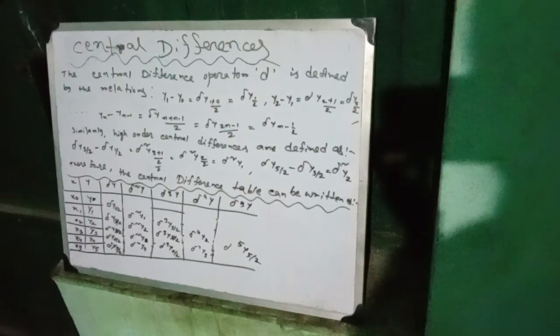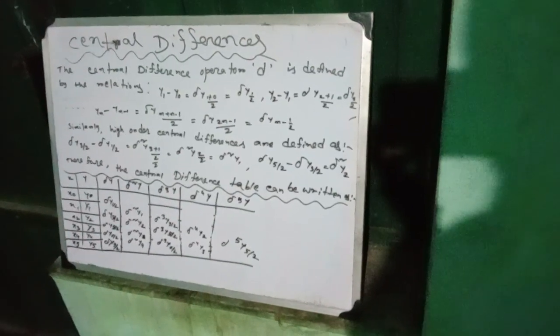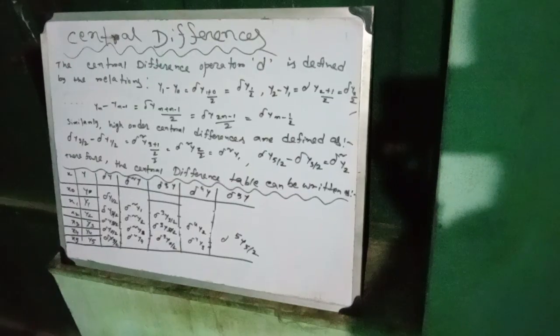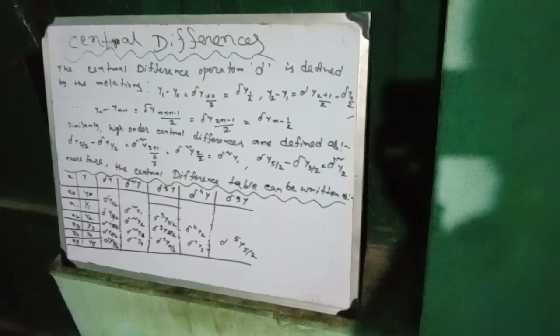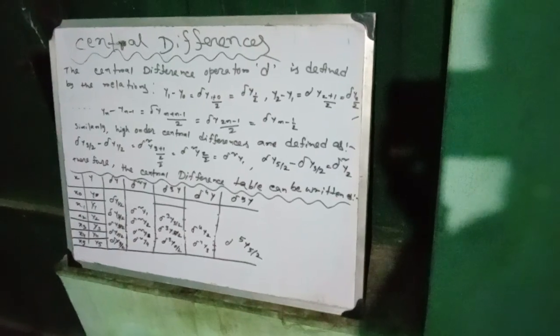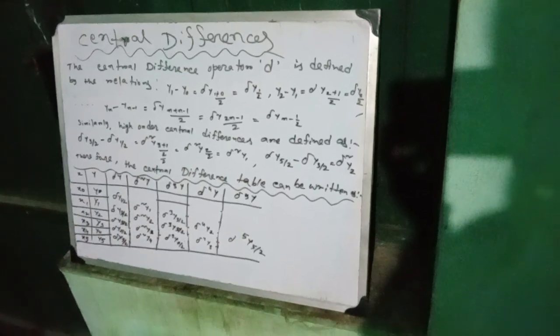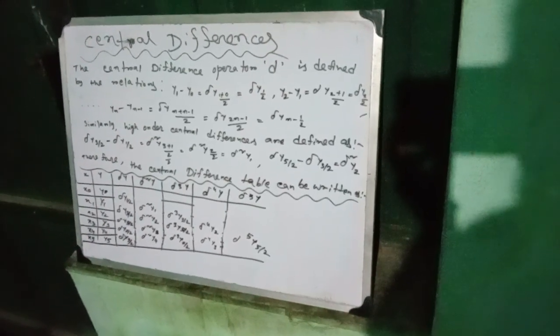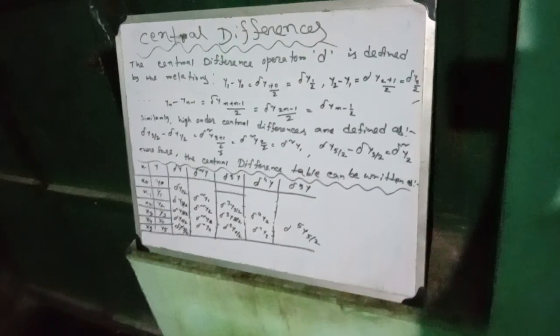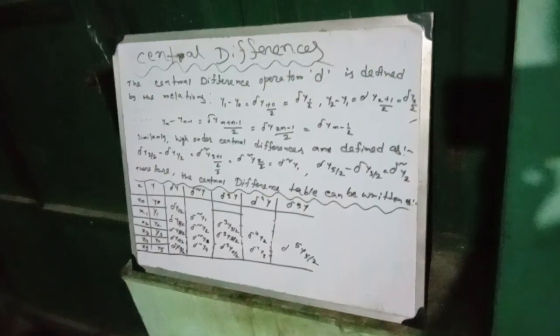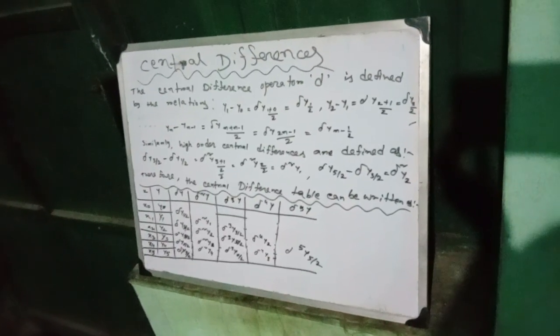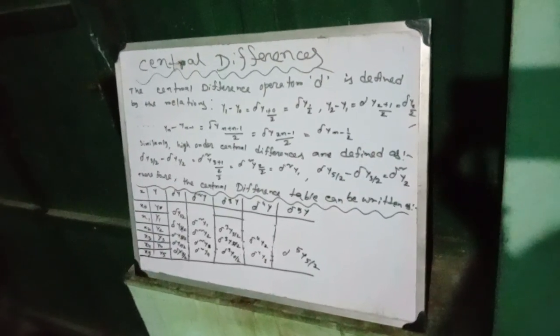The central difference operator, which is denoted by small δ, is defined by the relations y1 minus y0 is equal to δy of (1+0)/2, which is equal to δy of 1/2. Similarly, y2 minus y1 is equal to δy of (2+1)/2, which is equal to δy of 3/2. Similarly, if we proceed this way, yn minus y of n minus 1 is equal to δy of (n + (n−1))/2.